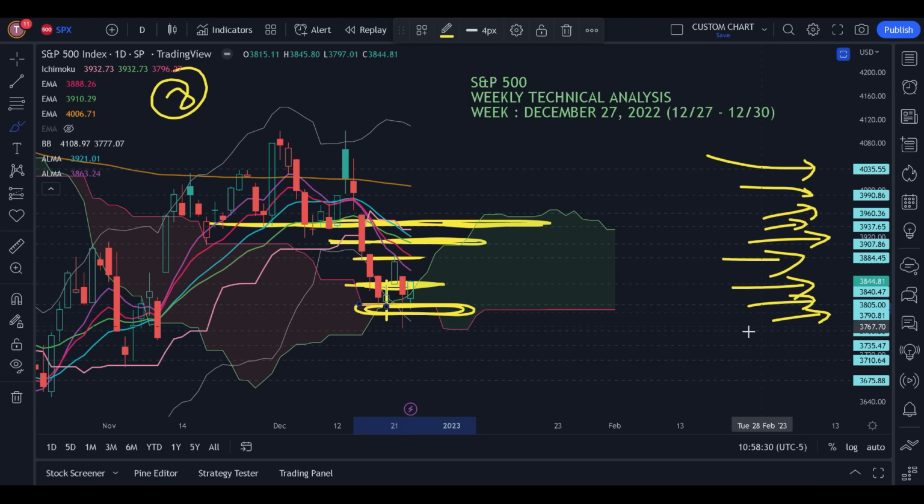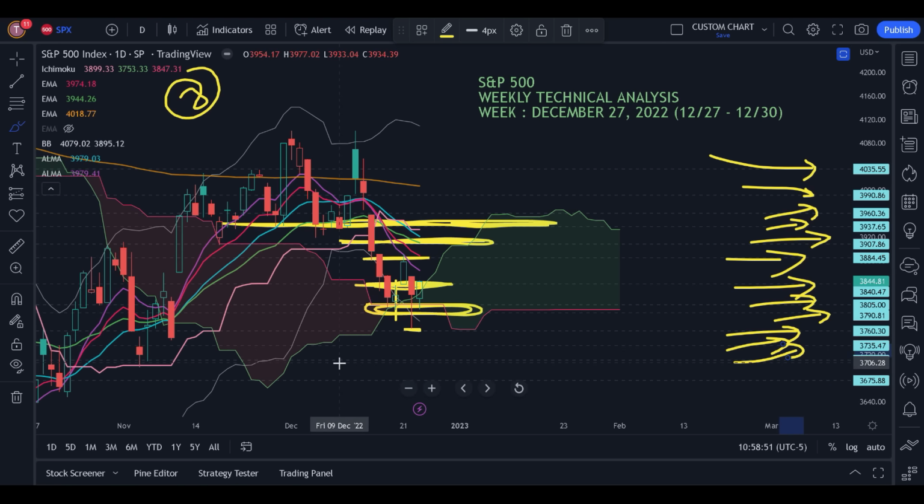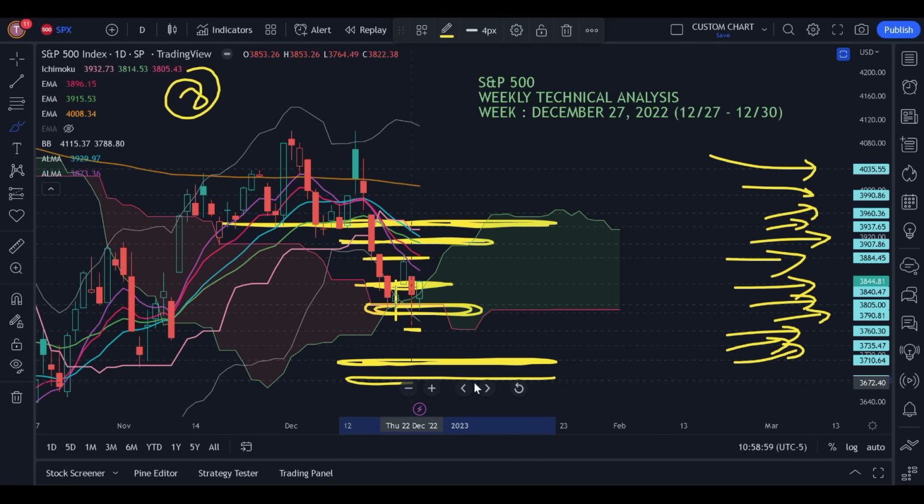Then comes the next one, that is 3760, again a good support. If you see, on Thursday it came down to 3764. We have 3760, and then there was an intraday reversal, a heavy reversal. Then we have 3735, the zone of 3735. Then 3710, that is going to act as very very good, very strong support for the S&P 500. Then finally we have 3675, which will again be very strong support for the S&P 500.